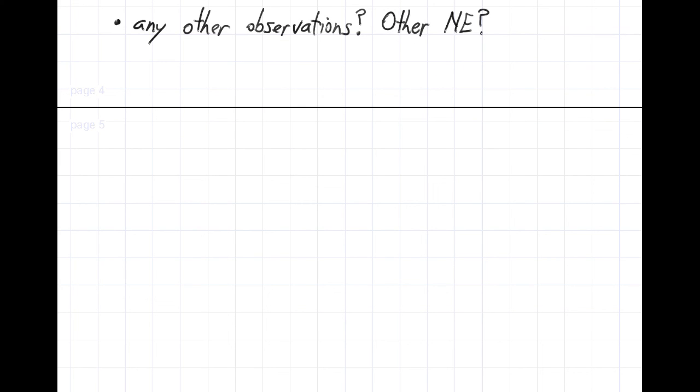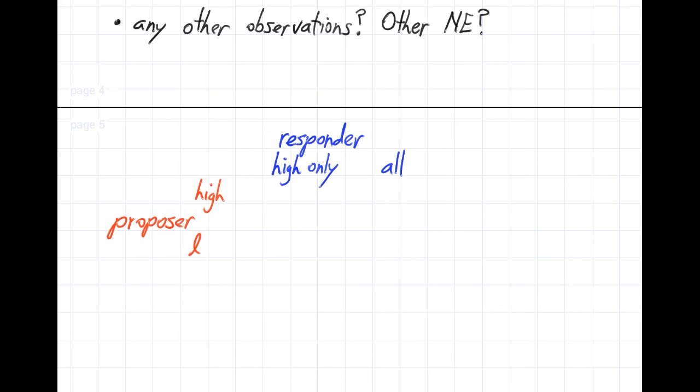So let's draw the payoff matrix again, and we can have a look at it and work through it. So we've got the responder, which again I'll put in blue, and the responder's strategies are to accept high only or to accept all. And then we've got the proposer, and the proposer will make a high offer or a low offer. And these two strategies by the proposer and the two strategies by the responder make something called a 2x2 matrix, and it lays out all the possible outcomes. So let's look at those.